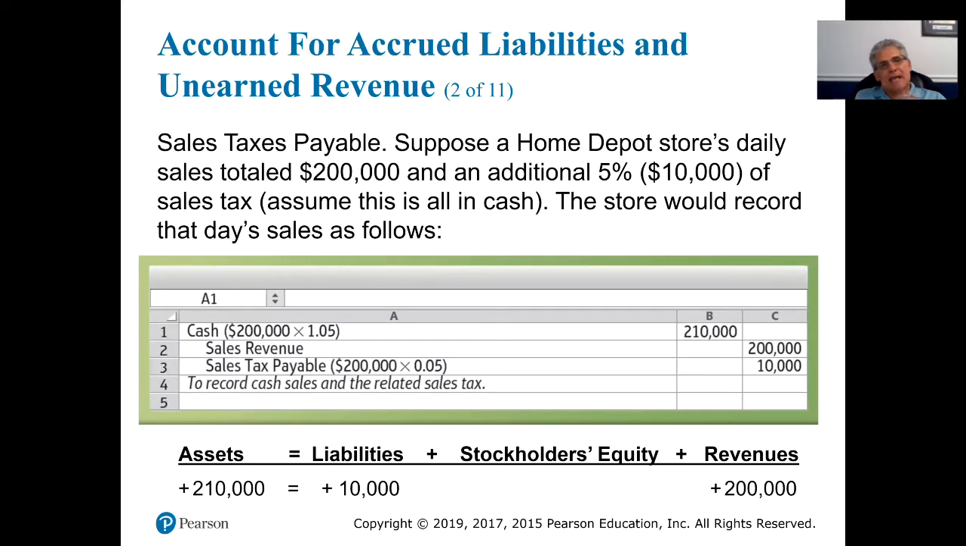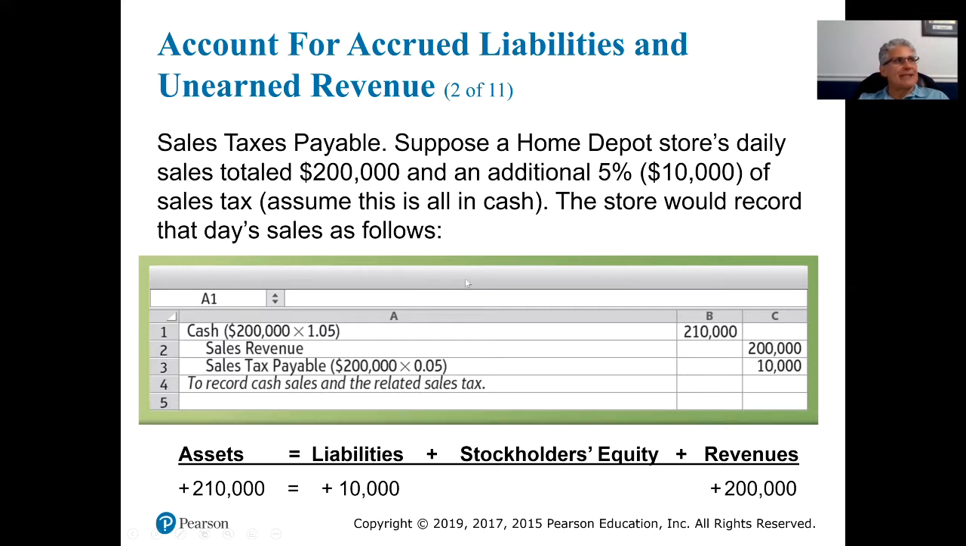First thing, sales tax payable. Suppose a Home Depot store's daily sales total $200,000 and an additional 5%, or $10,000, of sales tax. Let's assume this is all in cash. The store would record the day's sales as follows. They sold $200,000, but they're going to add on to that 5%.